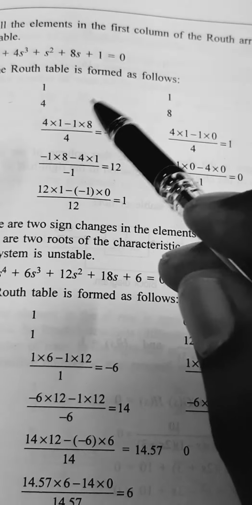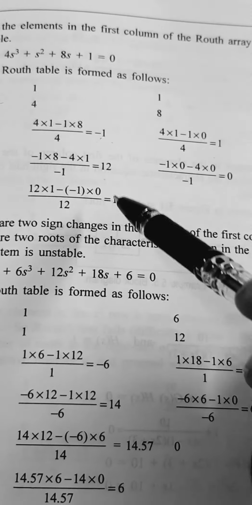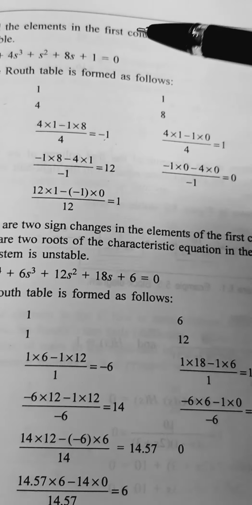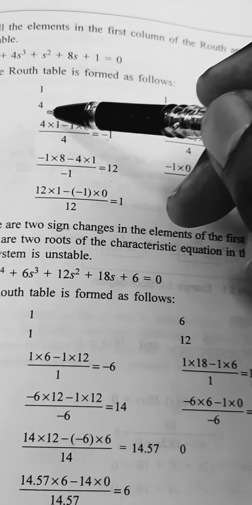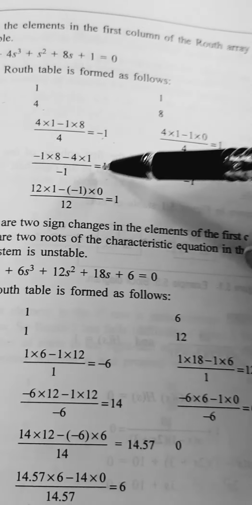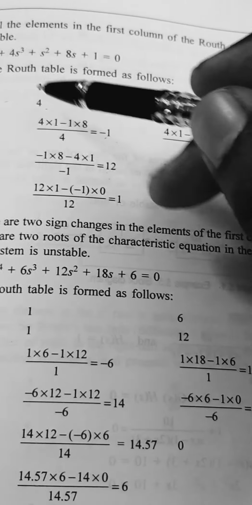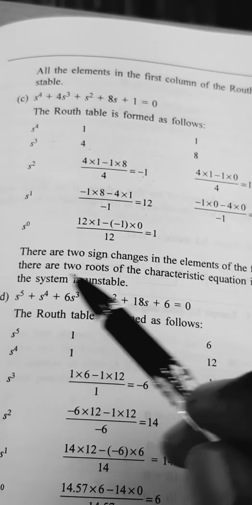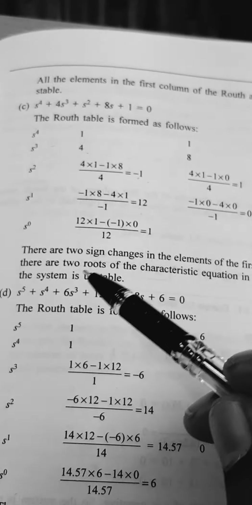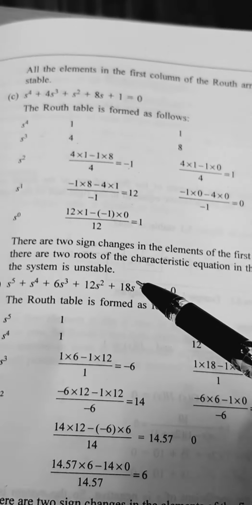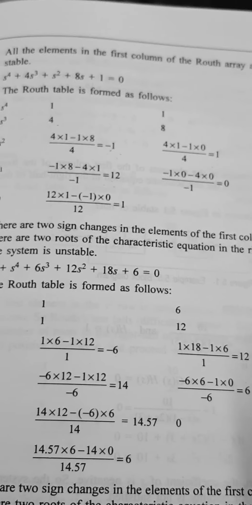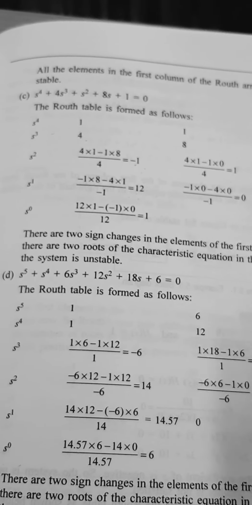it as 1. Now when you are observing it, you can see that there are sign changes in the first column. How many sign changes? Here these two have the same sign. From here to here, one sign change. From here to here, second sign change. So there are two sign changes in the coefficients of the first column of the routh array. So there are two roots of the characteristic equation on the right half of the S plane and the system is unstable.